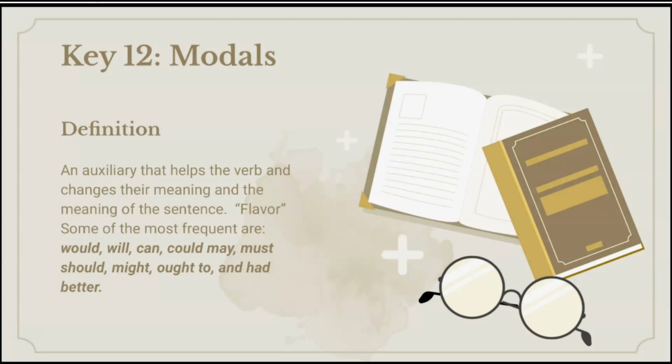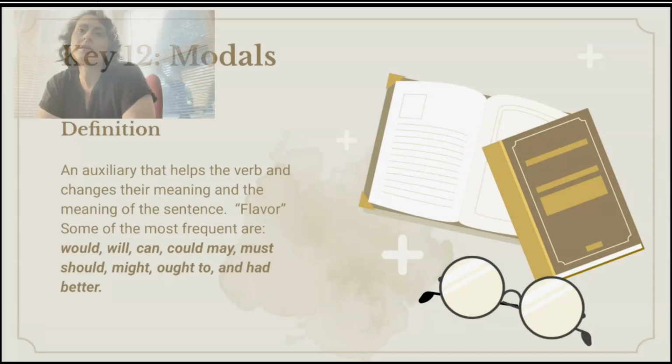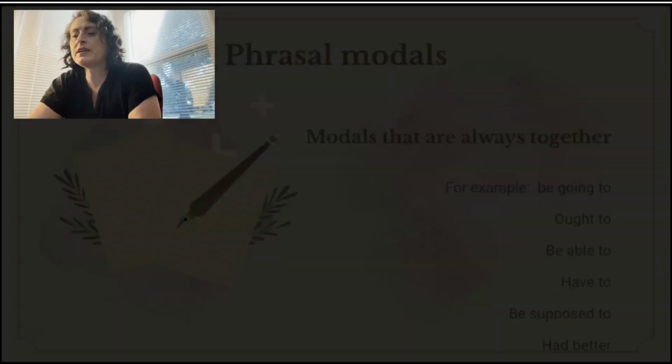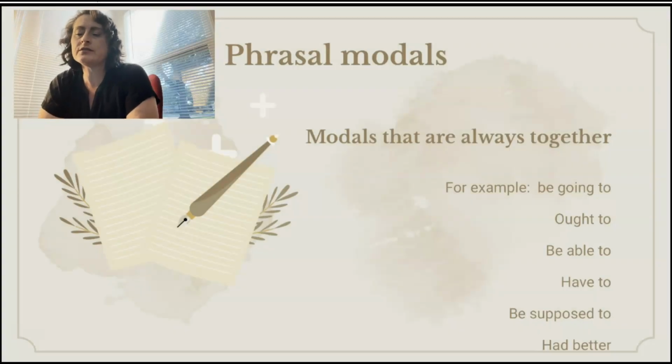These are also auxiliary verbs that help the meaning of the sentence. In the text, Fawcett talks about modal verbs giving flavor to the sentences. Some of the examples are should, could, can. Phrasal modal verbs are always together. For example, be going to, ought to, be able to, etc.